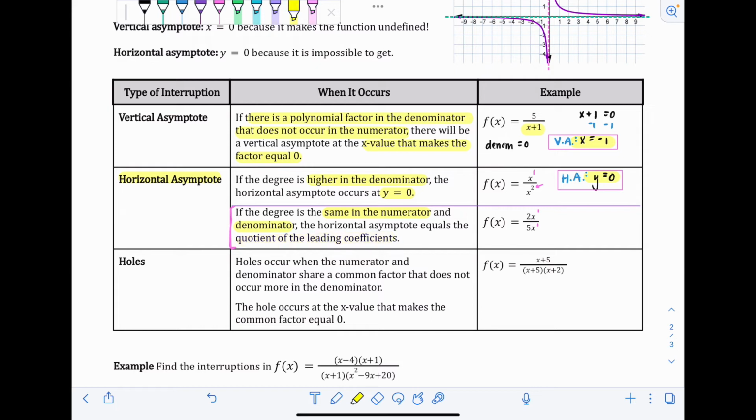So if we look at the leading coefficients, one is a 2 and one is a 5, and we just keep those in that same exact order. So the horizontal asymptote would be the lead coefficient from the numerator, 2, over the lead coefficient from the denominator, 5. So y equals 2/5.